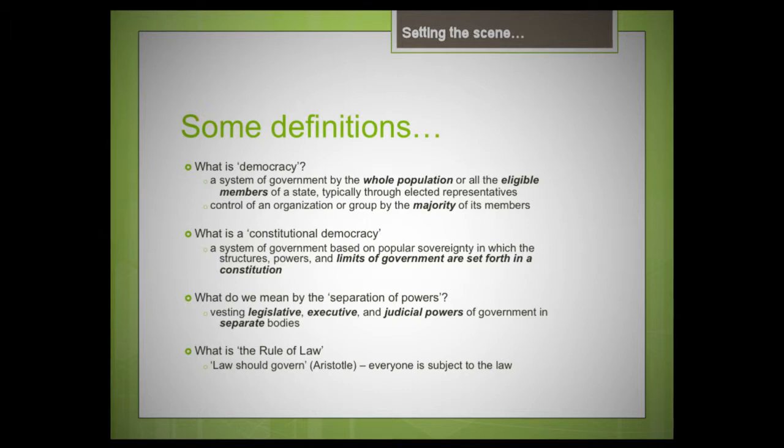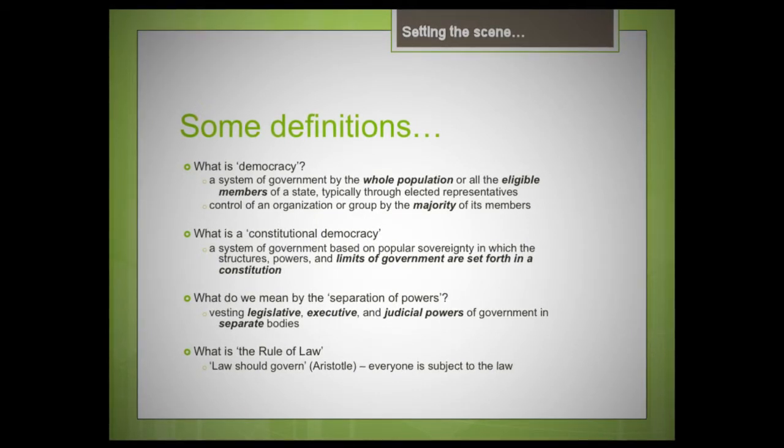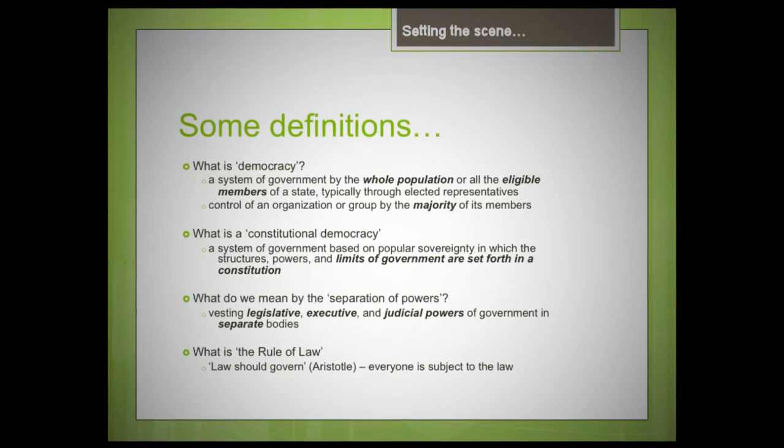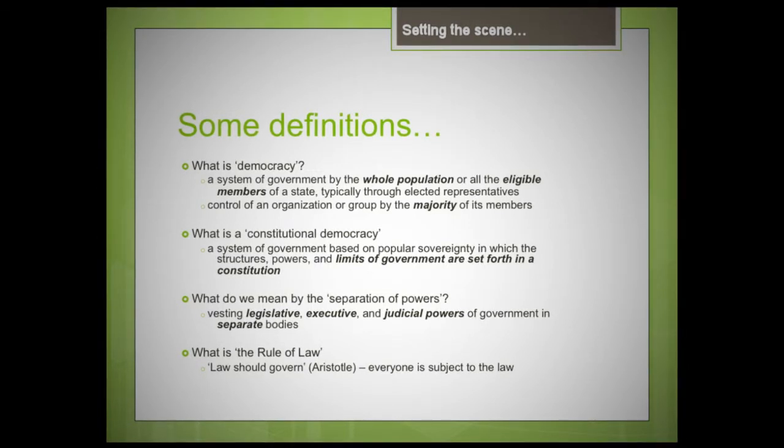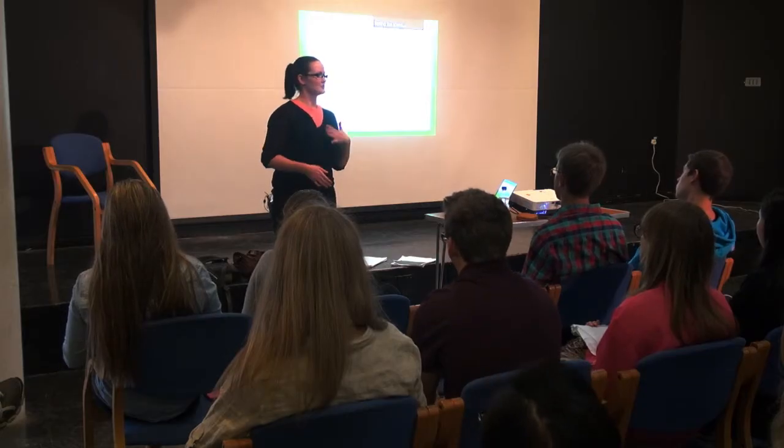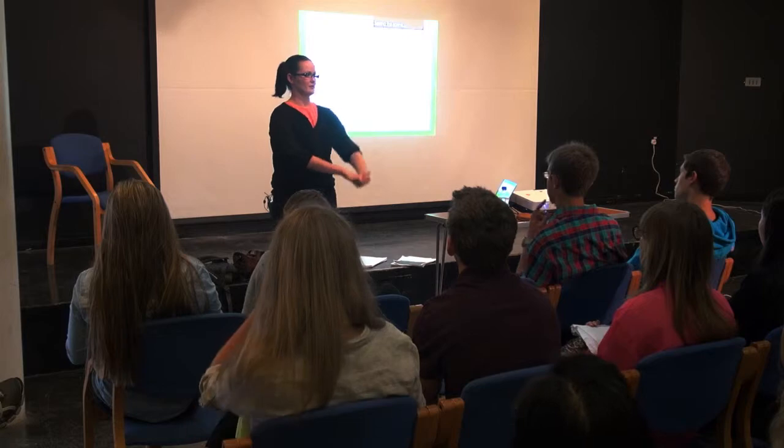So what is a democracy? Well, it's a system of government where the whole population, or all of the eligible members of a state, typically through elected representatives, control an organisation, grouped by the majority of its members. So I've got some words in bold there. Eligible members. Does anyone know a little bit about South Africa's history and who were eligible members to vote and who were not eligible members to vote?